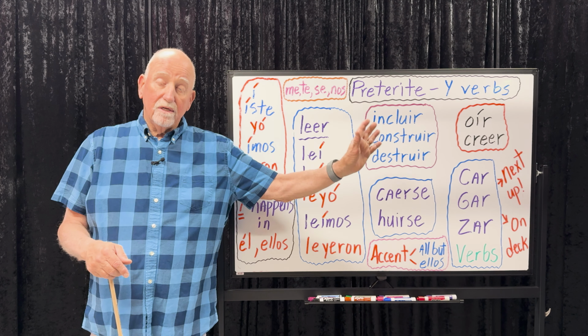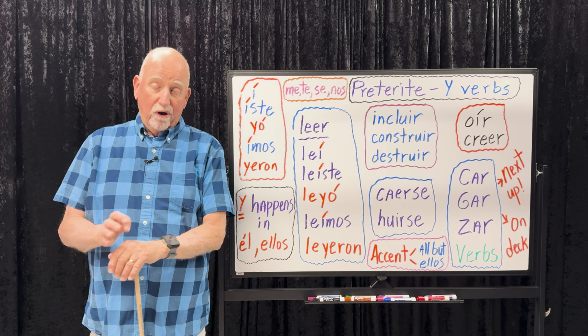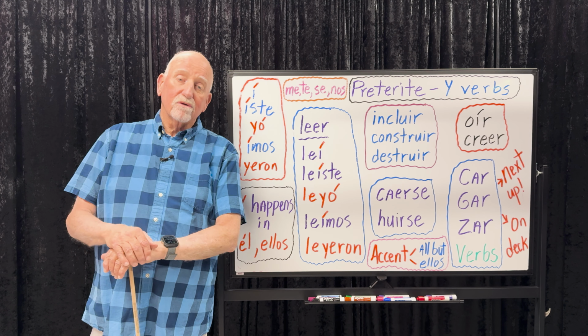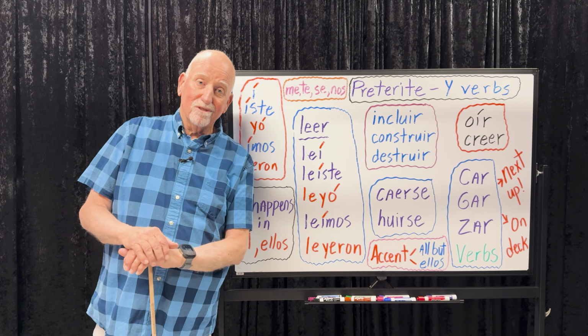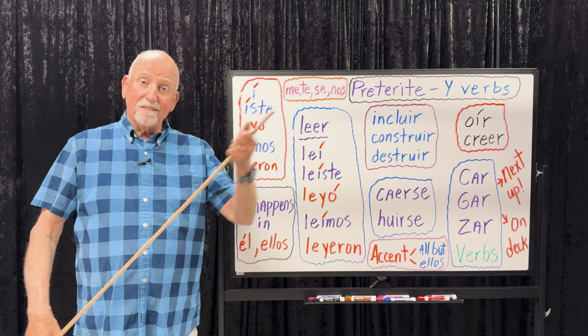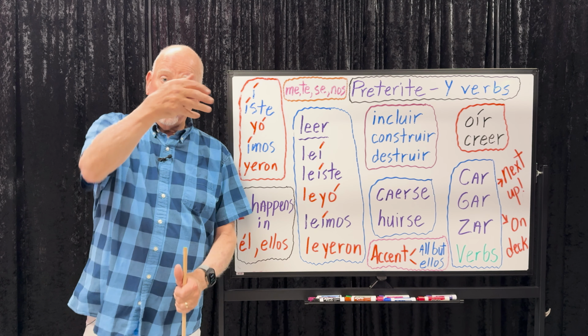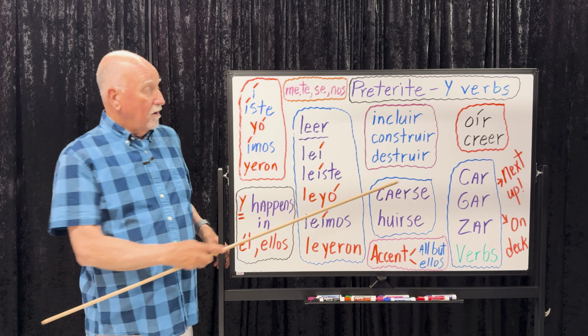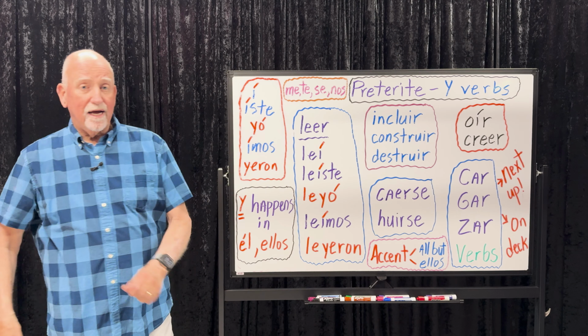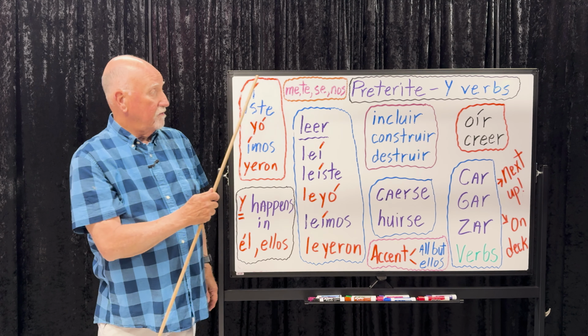If oír did not have an accent mark, it would be pronounced like this: oir, oir. It's oír. That accent mark is on the I to make it two syllables. All right, so what are we going to do? We're going to take that IR off, and bring the O and put it in front.